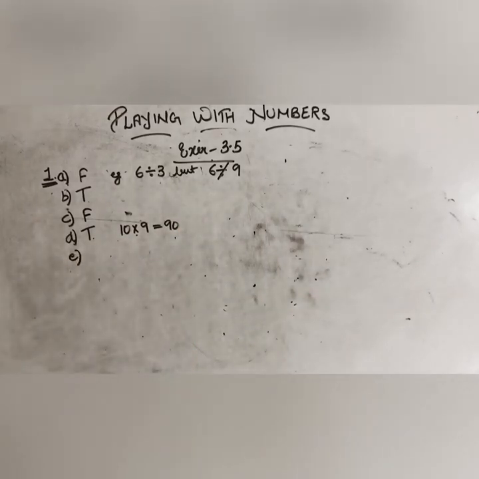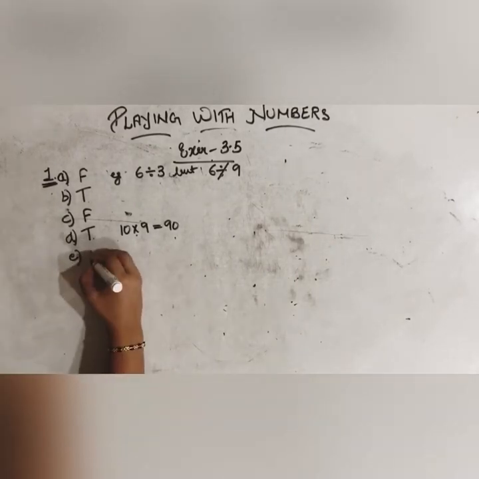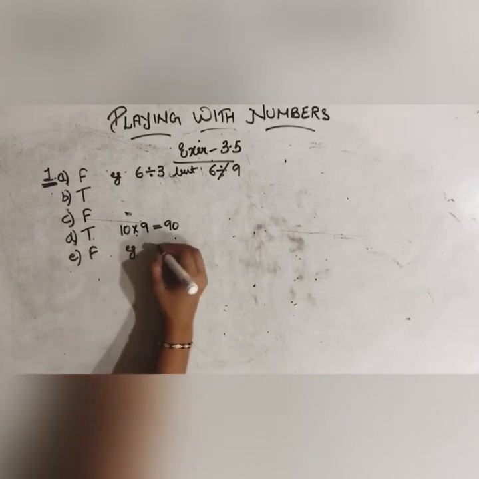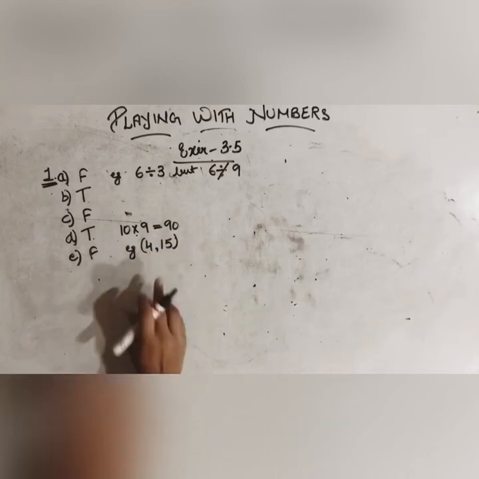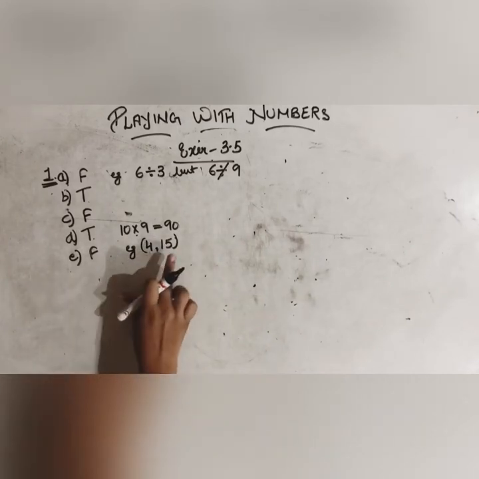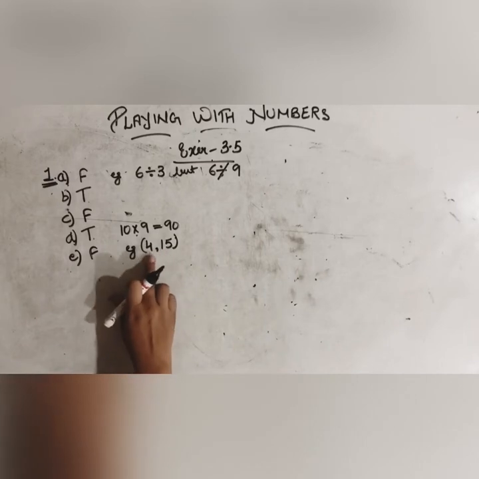Next, if two numbers are co-prime numbers, then at least one of them must be prime. False. We take an example of 4 and 15. Neither 4 is prime nor 15 is prime. Then also these two numbers are co-prime numbers.